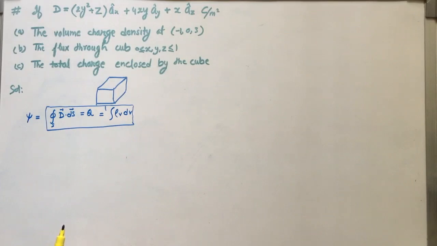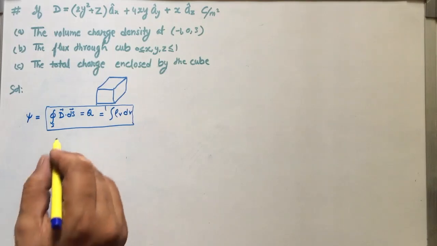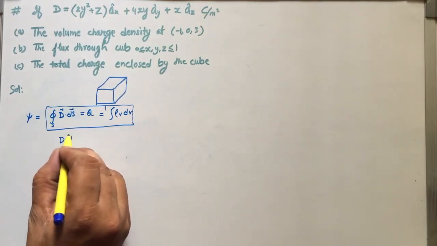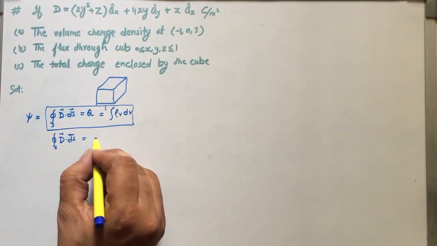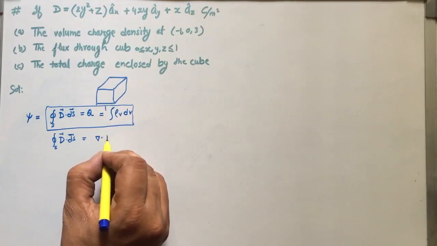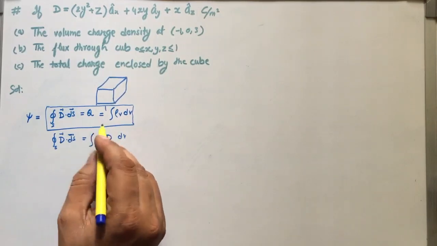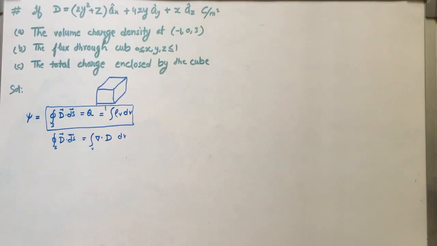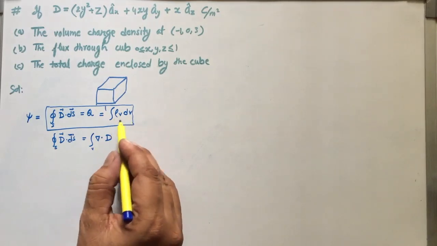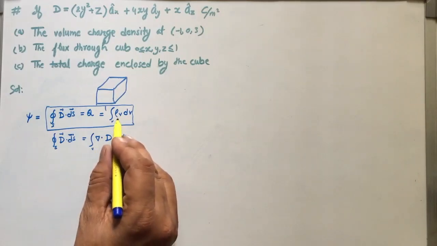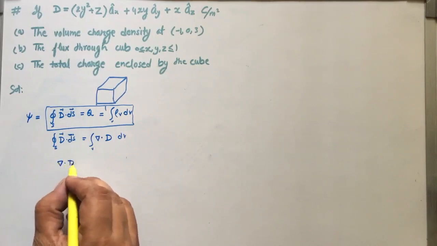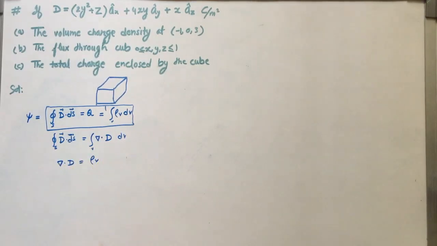and the second relationship, that is from the divergence theorem, we have D dot dS for an enclosed surface is equal to the divergence of D integrated over the volume. If we relate this term and this term, then we can find this is equal to this. So from here we can write del dot D equals rho v.